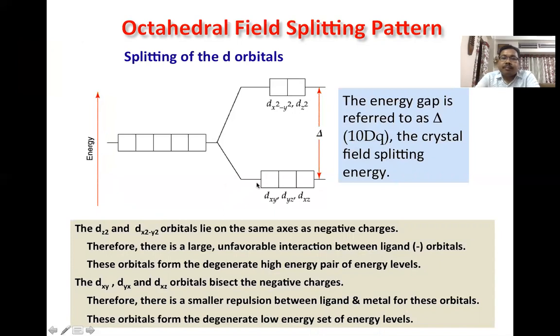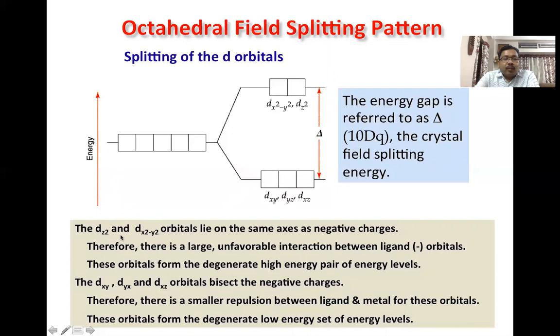Now, this is how the splitting takes place. This is a set of orbitals containing dxy, dyz, and dzx, and this is a set of orbitals containing dx square minus y square and dz square. The energy gap between these two sets of orbitals is known as delta, or 10 Dq, or it may be called the crystal field splitting energy.